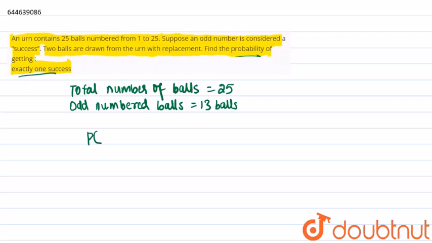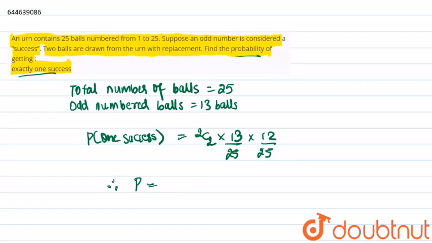So the probability for one success is picking any one ball from even or odd, that is 2C1, into the probability of success of odd, that is 13 by 25 for an odd ball and 12 by 25 for an even ball. So the probability we get for exactly one success is 2C1 into 13 upon 25 into 12 upon 25.